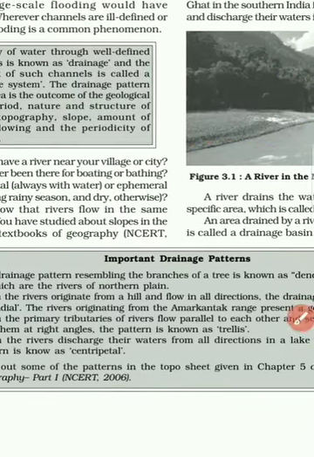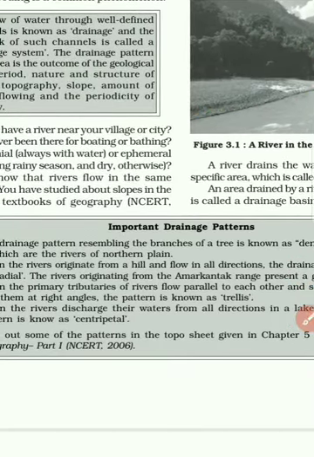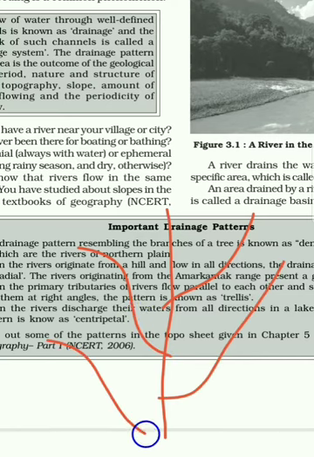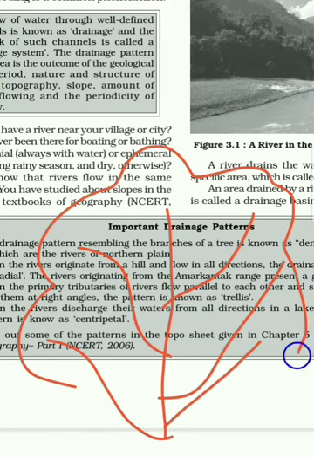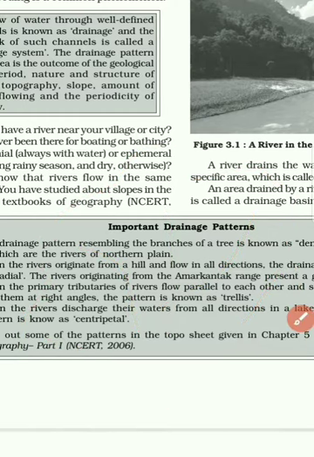Now let us know the important drainage patterns. Number 1 is dendritic, which looks like a tree branch, where in the middle there is a main river and other rivers are falling into this. So it looks like a branch of a tree. That is why it is called dendritic.